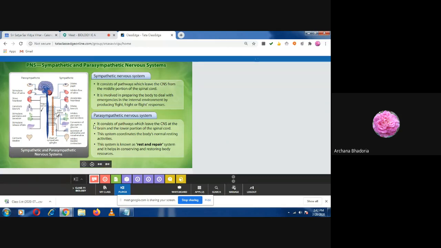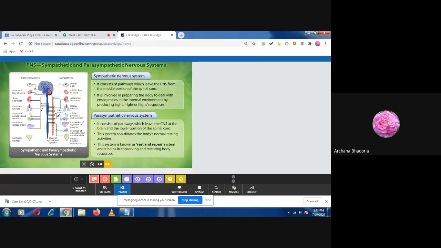So the parasympathetic nervous system consists of pathways which leave the CNS at the brain. Did you get it? So these nerves arise from the brain and they are supplied to the different organs. They form the parasympathetic nervous system. And the nerves which arise from the middle part of the spinal cord form the sympathetic nervous system. Is the difference very clear? Sympathetic and parasympathetic?